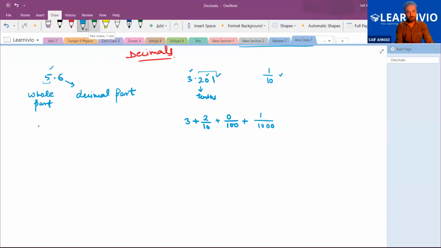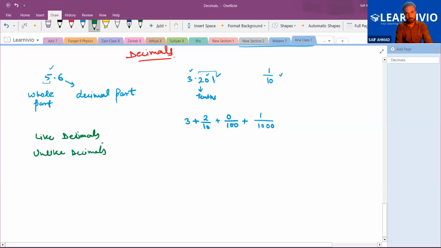If we talk about like decimals and unlike decimals, have you learned about this? I think so. Like and unlike decimals. Can you please start your camera?